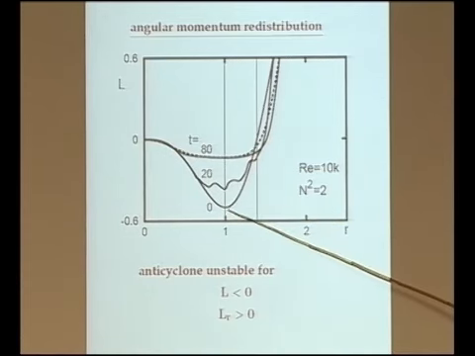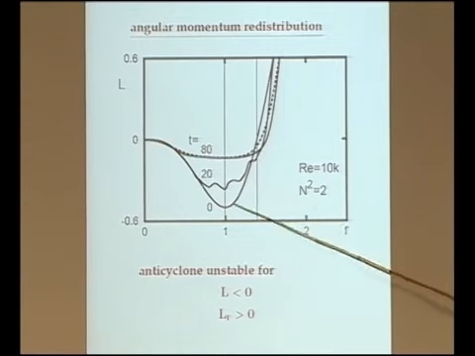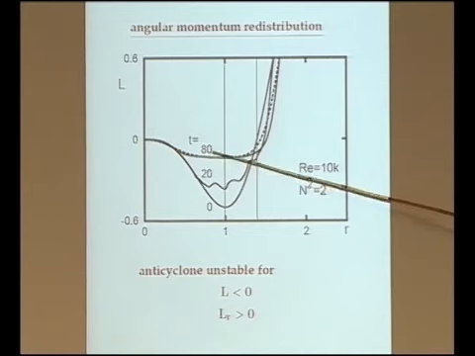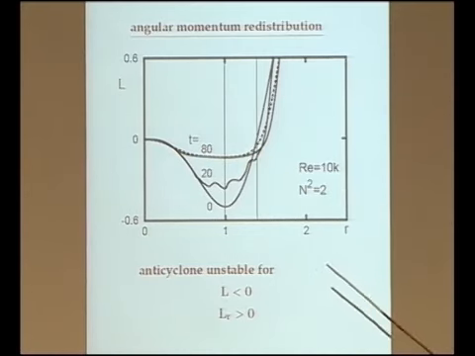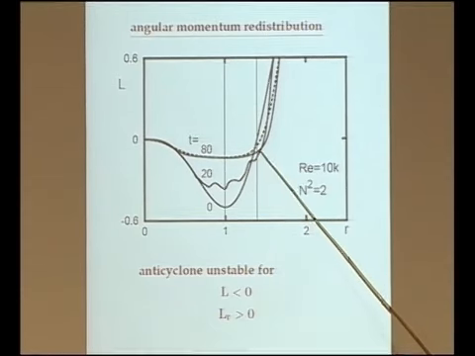It's nice to look at what happens to the absolute angular momentum now. You see that the angular momentum originally is like this. This is the instability region, because here we have L is negative and LR is positive. And so that gives you the instability criterion being satisfied in this range.